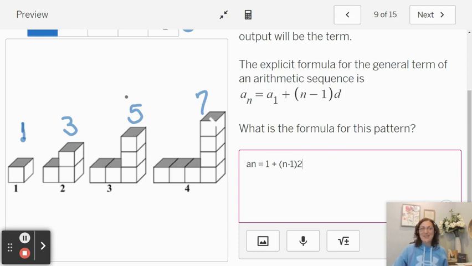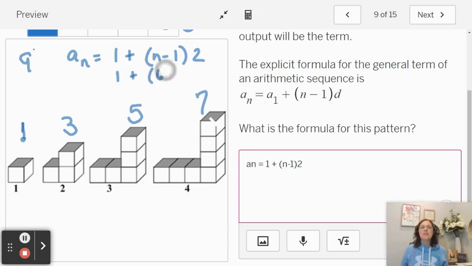I know it looks crazy. If I wrote it with the little subscript, so let me write it with my pen here so it'll show up a little bit better. A sub n equals 1 plus n minus 1 times 2. And that's it. That's my formula. So now if I want to know the 67th term, I'll just plug in 67 for n. I'll get 1 plus 67 minus 1 times 2. And order of operations, I can totally figure out what that is.